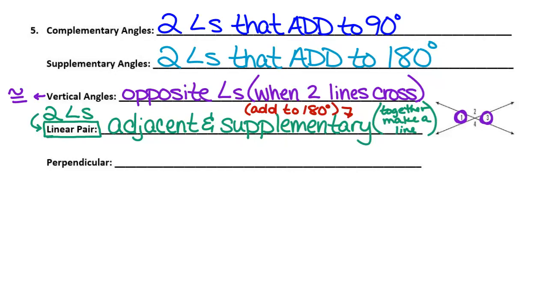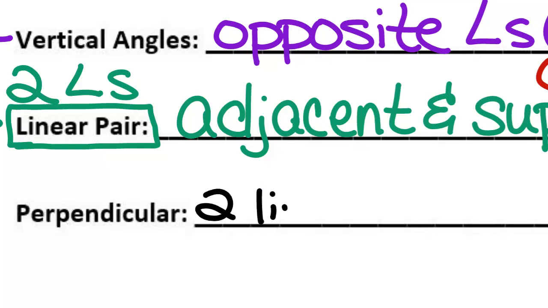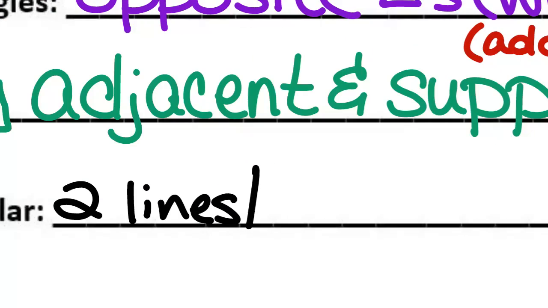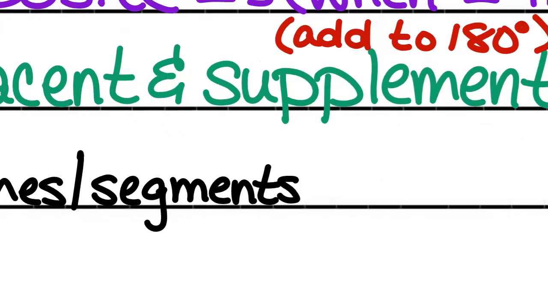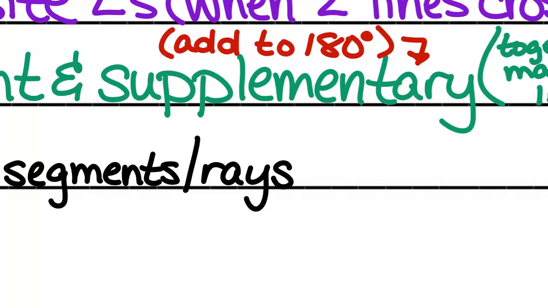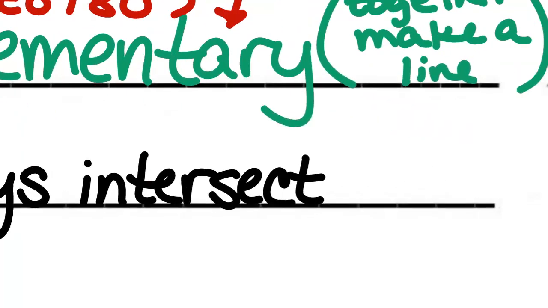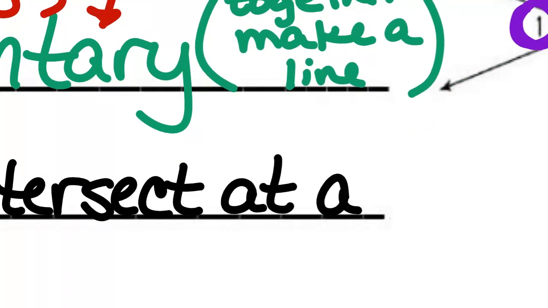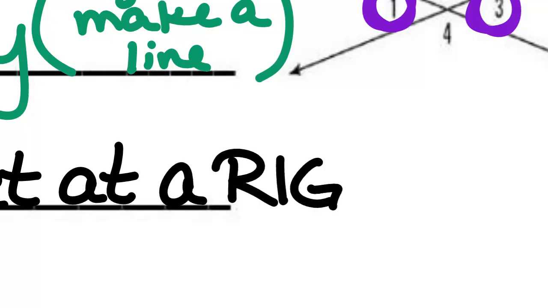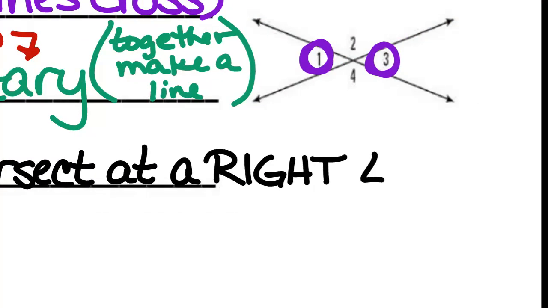And then last but not least, we have this new relationship that we just talked about, perpendicular. This is where two lines, or they can be segments, or they can be rays, intersect at a right angle. So 90 degrees.